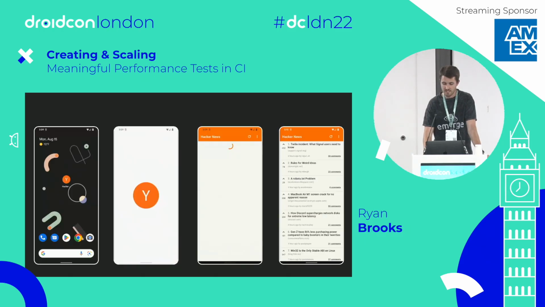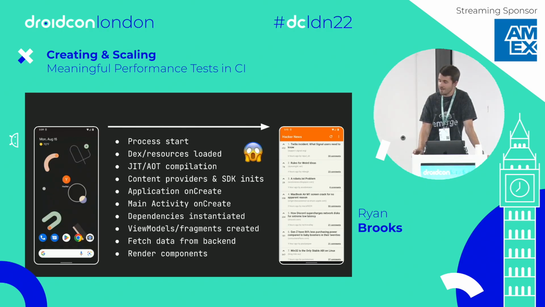But this specific measure includes a bunch of micro interactions that also take place during this time. So let's break it down into what these smaller measures are so we can build it up to our overall startup time metric. During our whole startup time path, a ton of things happen. Your process is created, the DEX is loaded, just-in-time and ahead-of-time compilation occurs in the Android runtime. You initialize content providers, SDKs, your application, your view model, your activity, your fragments are all created. Dependencies are injected, data is fetched from the network, and finally all this is rendered into components in the UI.